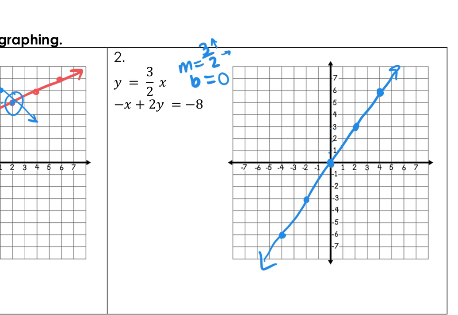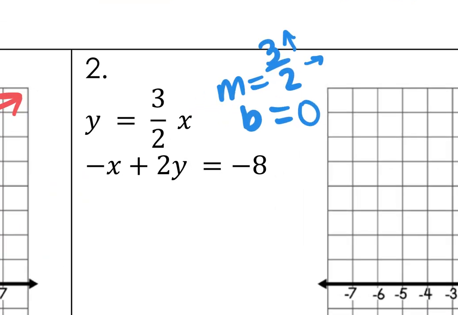My second equation is not in y equals mx plus b. So before I graph my second equation, I need to get this y all by itself. If I'm trying to get y by itself, remember the first thing I want to do is bring this x over to the right side. And since this is a minus x, I'm going to do the opposite of a minus x, which is to add the x.